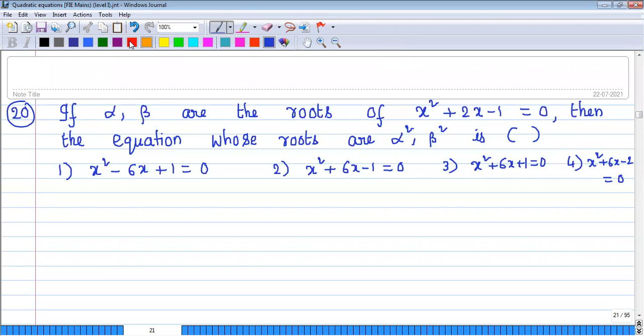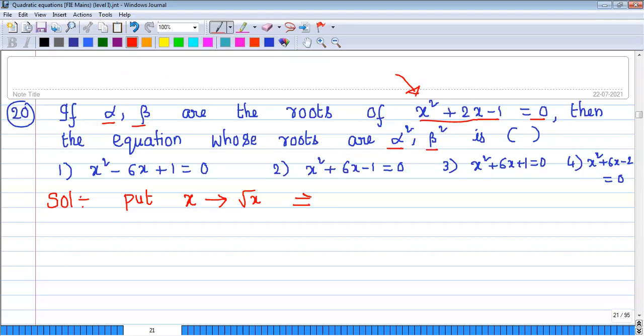If alpha comma beta are the roots of x square plus 2x minus 1 equals 0, then the equation whose roots are alpha square comma beta square we need to find out. Very simple. If alpha, beta are the roots of the given equation, and you want the equation whose roots are alpha square and beta square, simply put root x for x and simplify, and you'll get the required equation. So here, the solution: put root x in the place of x in this equation.